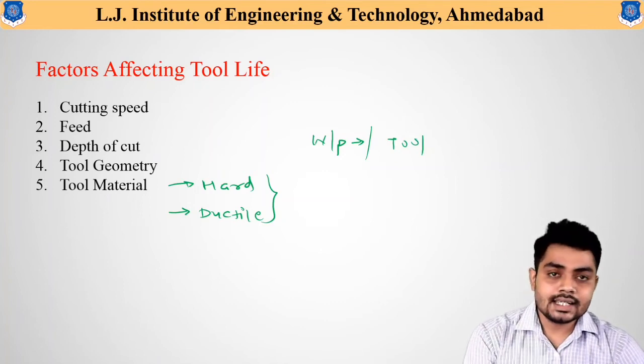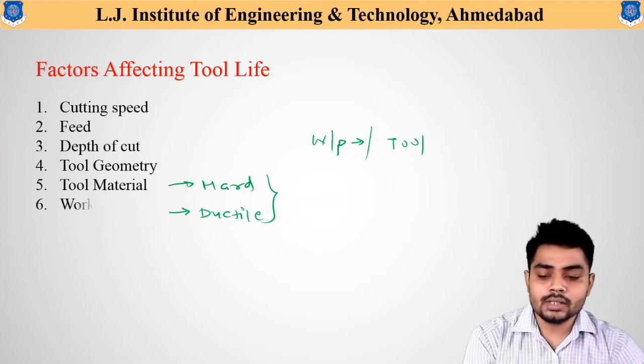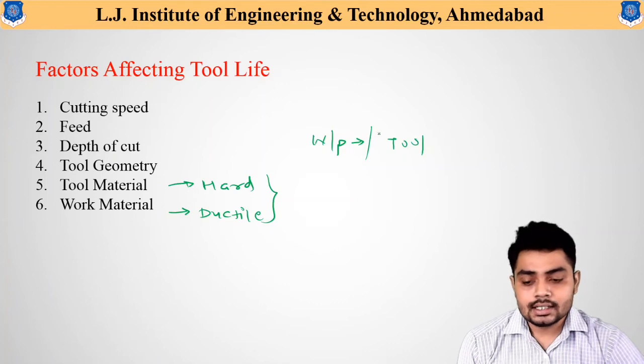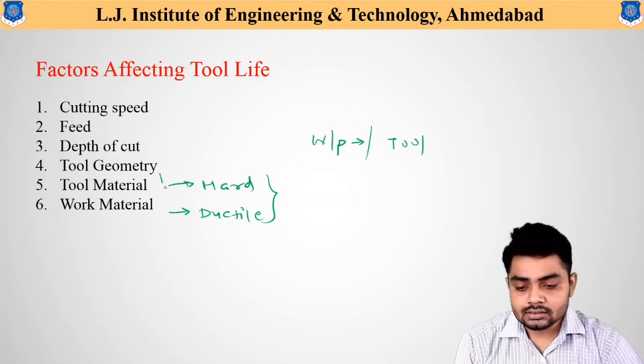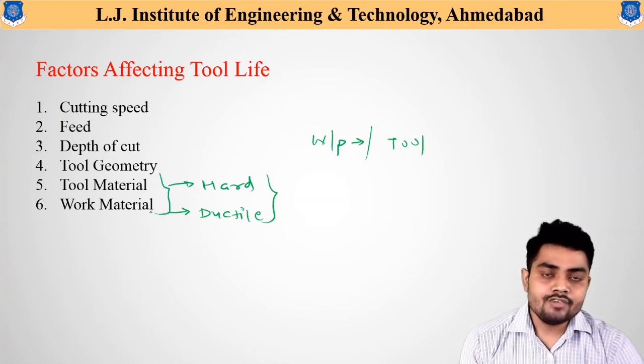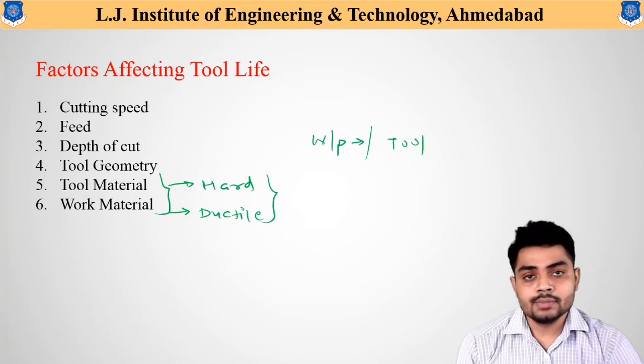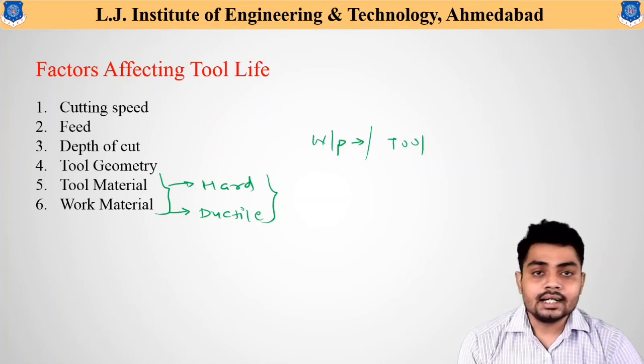Now the next case is similar to this of the tool material, and the next case is the work material. So here these two are the combined criteria, meaning if work material is hard and if work material is ductile, based on that different tools need to be selected, and there are different numbers of tools available which can be used based on the workpiece material.